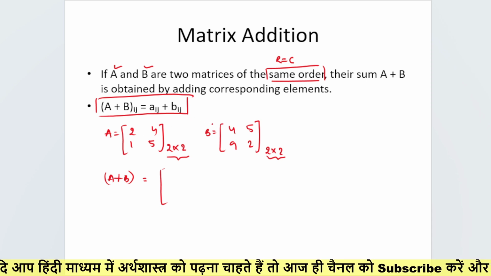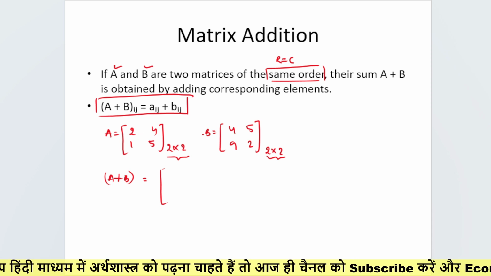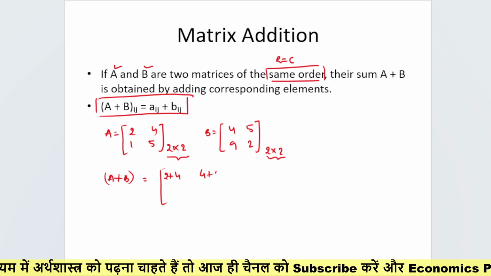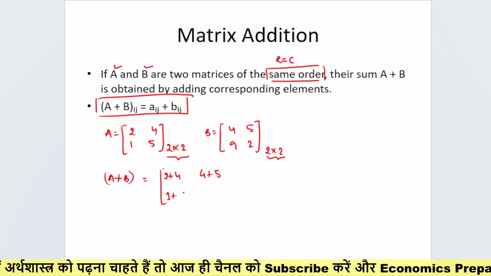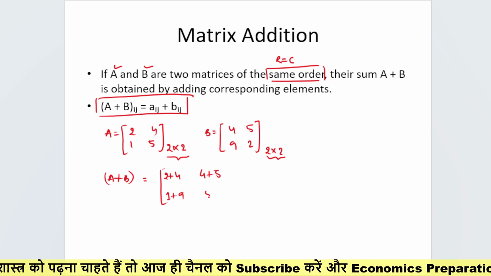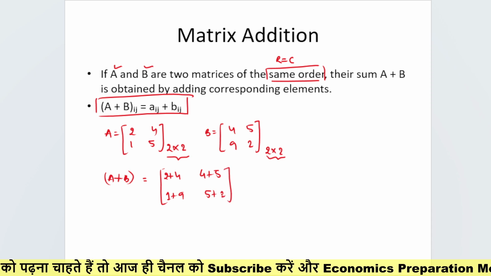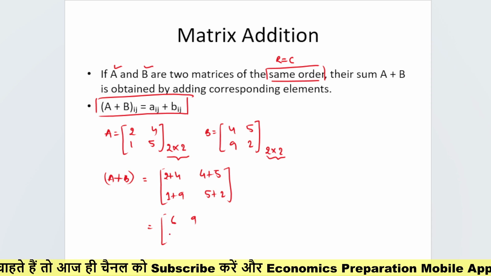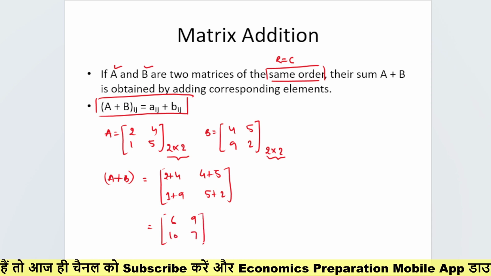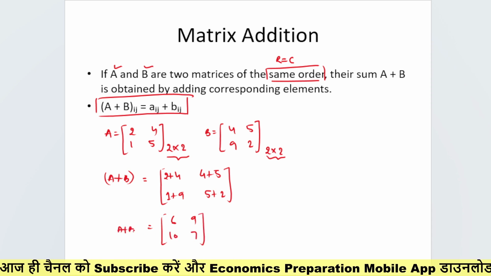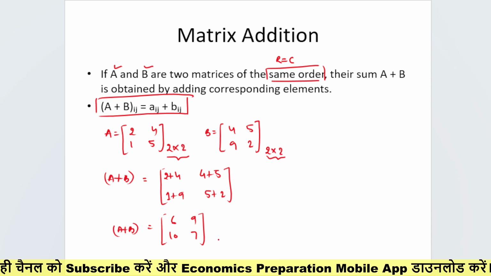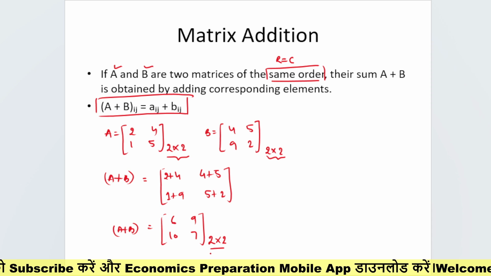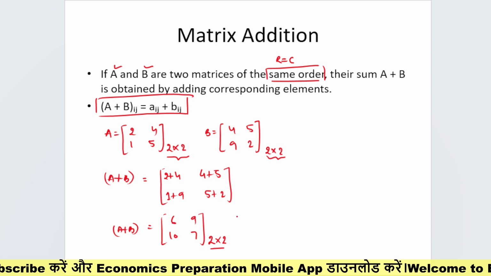तो दोनों ही मैट्रिक्स के जो कॉरस्पॉन्डिंग एलिमेंट हैं बेटा, हम उनको जोड़ेंगे, अर्थात 2 + 4 हम करेंगे, 4 + 5 करेंगे, 1 + 9 करेंगे, and we have 5 + 2. So if we solve this, what we have? We have 6, 9, 10 and 7, and this will be our resultant matrix A plus B. Okay, and the resultant matrix will also be of the same order. Okay, so this is the matrix addition.